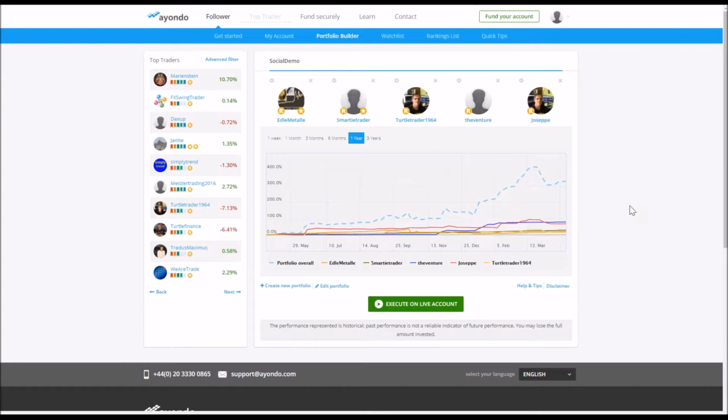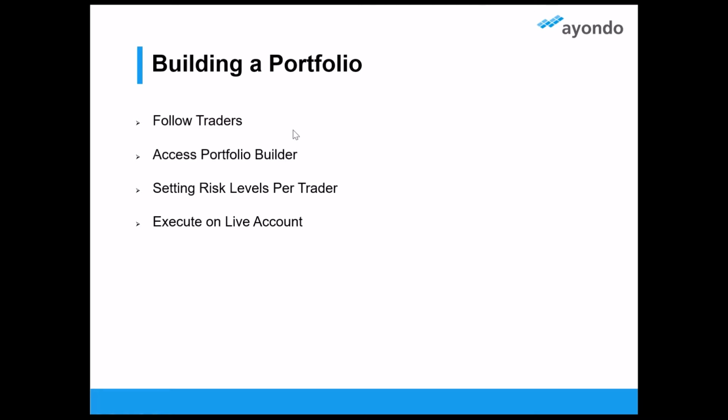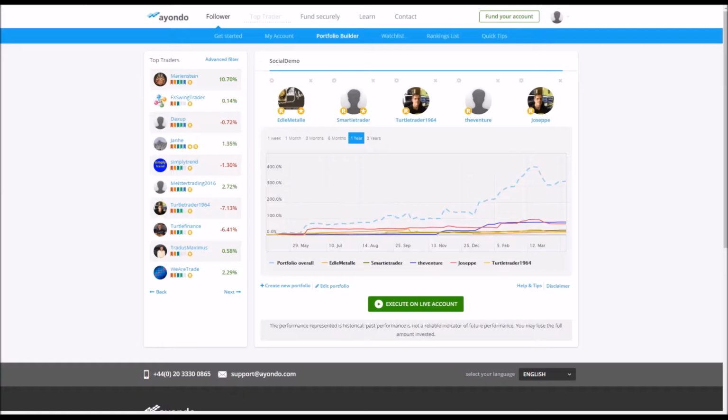So nothing's happening yet because I'm not following these people. What we're going to do now is, let me just flip back to PowerPoint just to explain what we're going to do. We're going to follow these traders. We're going to access this portfolio builder, and we're going to set the risk levels per trader and then kick the whole thing off, get these people trading for us.